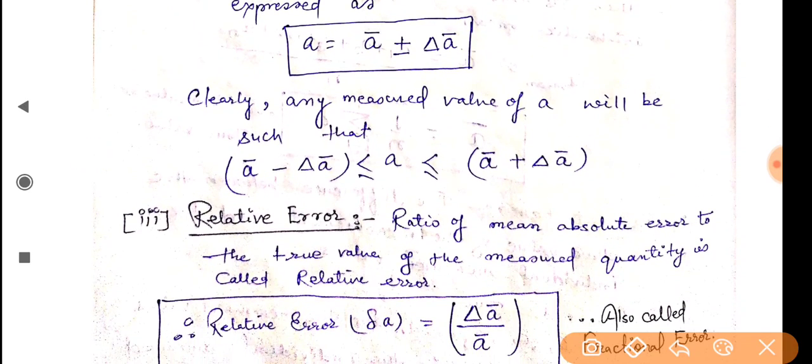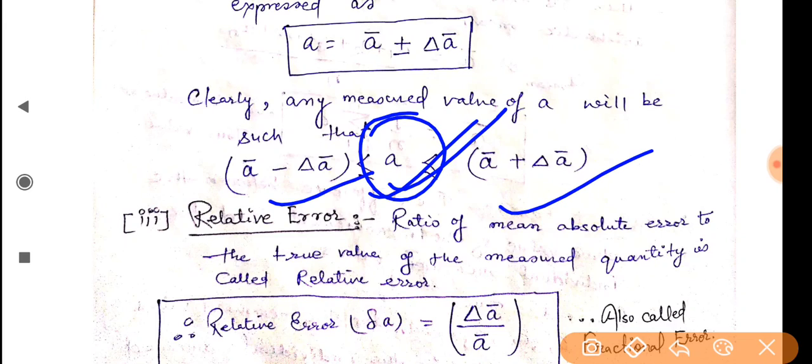ā − Δā, such that a lies between, the real value will lie between ā − Δā and ā + Δā. It will be accurate if equality holds.